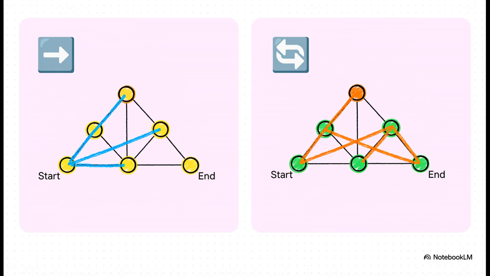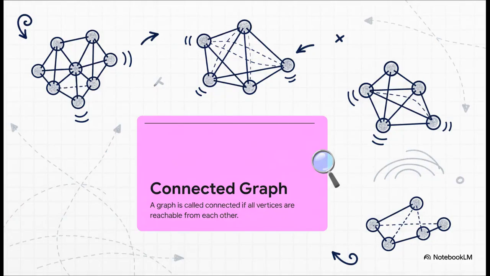It seems like a tiny difference, but for a lot of the algorithms we use, it's an absolutely crucial distinction. And that idea of getting from one place to another leads us to a really key property of a graph, whether or not it's connected. A connected graph is simply one where you can get from any vertex to any other vertex. There are no isolated islands, no little groups of dots that you just can't get to from the mainland.